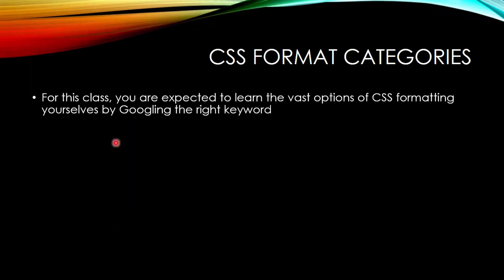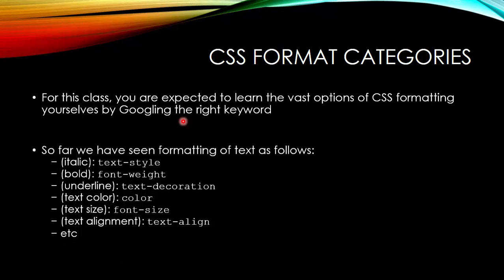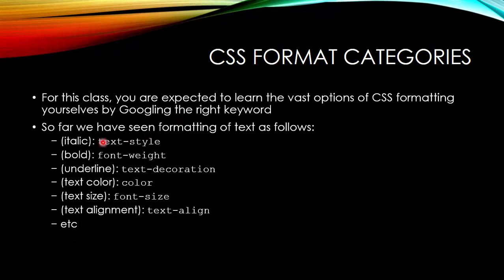Let us go through very briefly the categories of formatting that CSS can do. For this class, you are expected to learn the vast options of CSS formatting by yourself by Googling the right keyword. So you need enough experience to get the right keyword to Google. So far, we have seen the formatting of text as follows. Italic is under text style, font weight is bold, underline is text decoration, and so on.